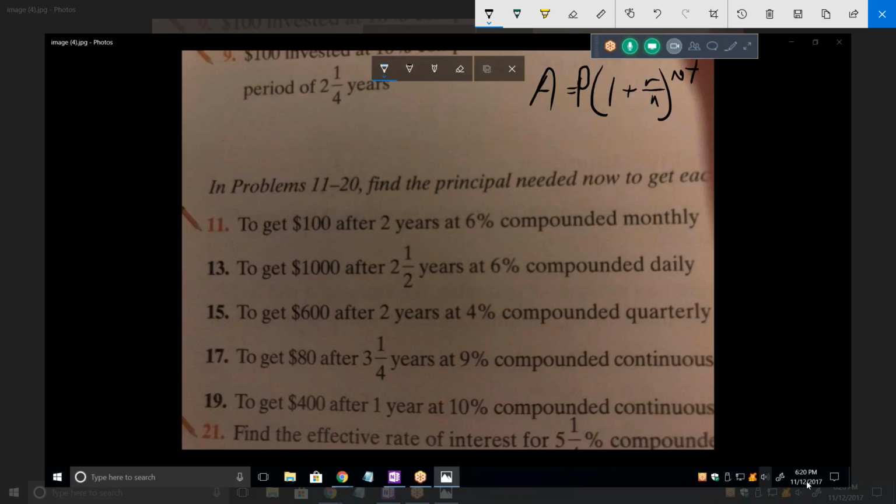Prefer using that as my general formula. So tell me what I should write to start number 11. You do 100 equals P, and then parentheses 1 plus 0.06 divided by 12 to the power of 2 times 12.